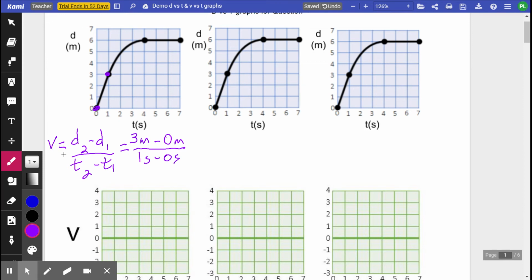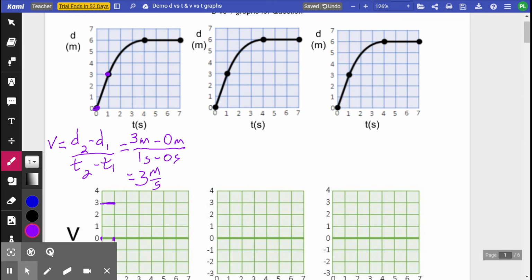So our velocity is the slope of our line, and then I plug those numbers in, and 3 meters over 1 second is 3 meters per second. So that means that for that 1 second, we have a velocity of 3. This is the end of 1 second in time. This is the beginning of 0. So for that 1 second, we have a velocity of 3.